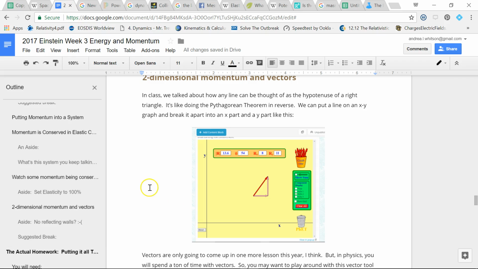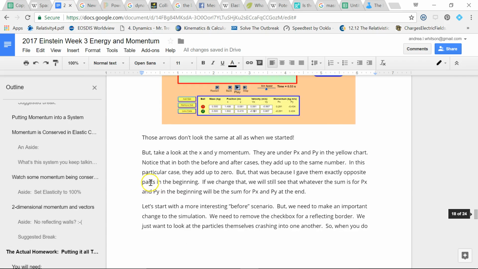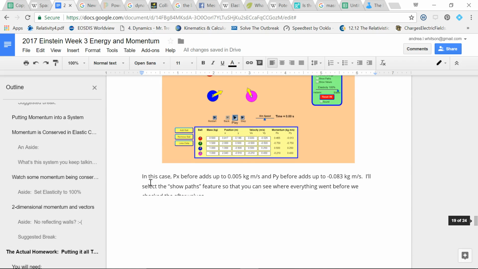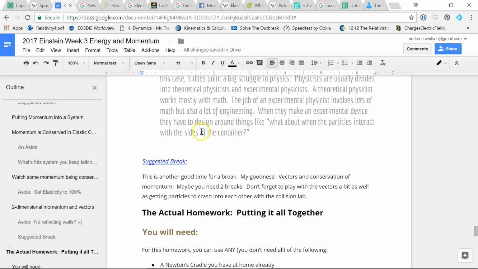Let's go back to our article. Okay, so we show the conservation of momentum, and I talked about no reflecting walls. I think this is the second suggested break. Do take some time to play around with these simulators and have fun and verify for yourself. The simulators may or may not be perfectly correct, but within the parameters I've given you, the simulators will work really correctly for you.